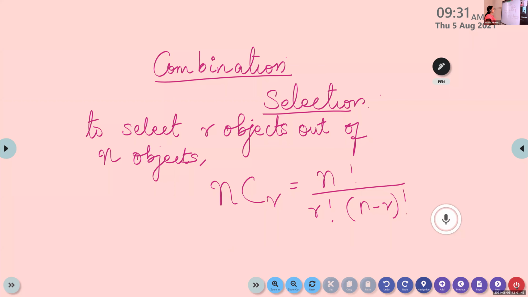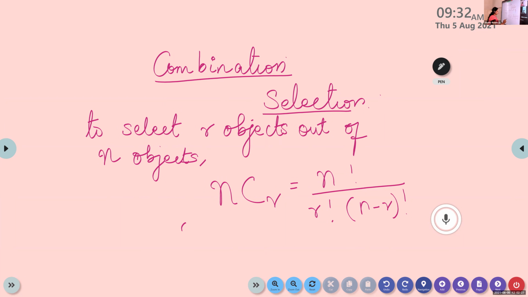Okay. So suppose we select R objects out of N objects, it is given by NCR. And how is NCR defined? NCR is defined as N factorial by R factorial into N minus R factorial.